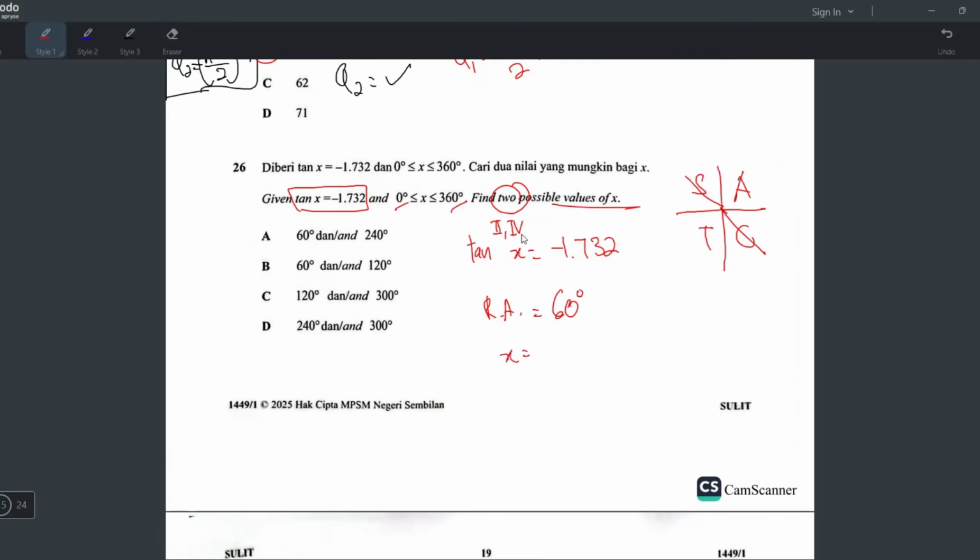Convert into quadrant 2 and 4. Okay, the way to convert to quadrant 2 and 4 is like this. If you want to convert quadrant 1 to quadrant 2, 180 minus. 1 to 3, 180 plus. 1 to 4, 360 minus.